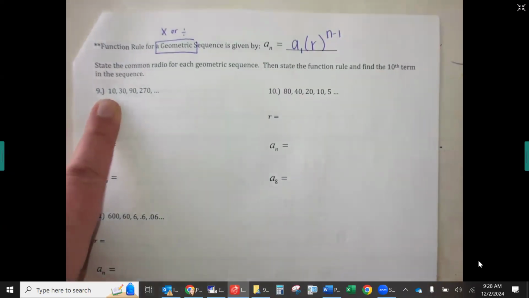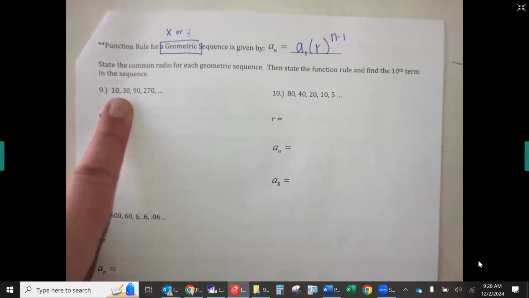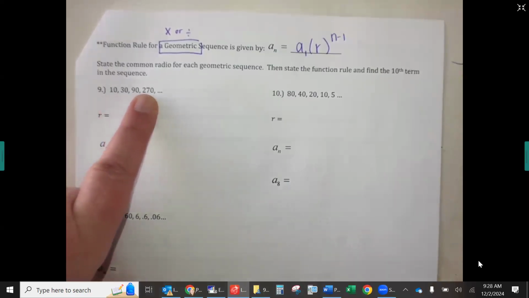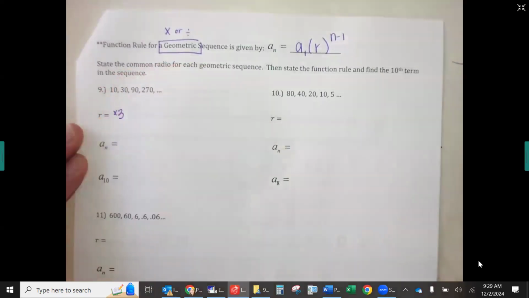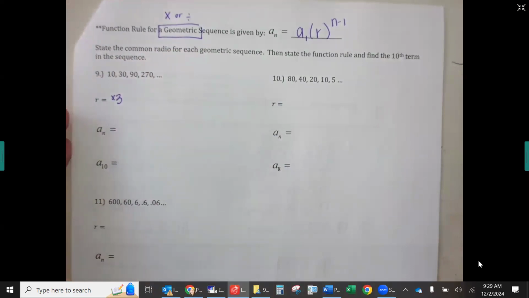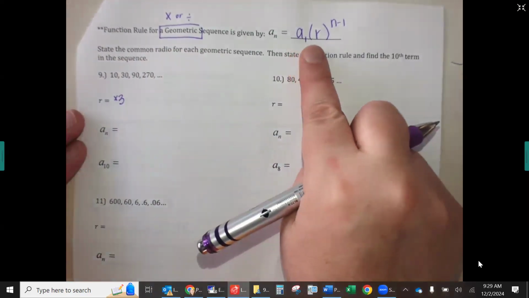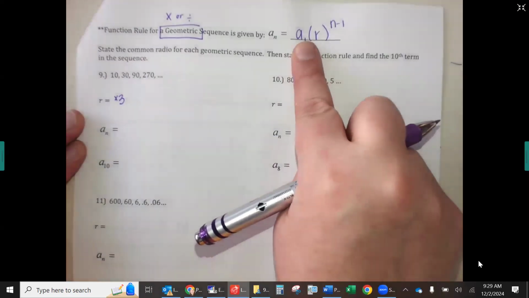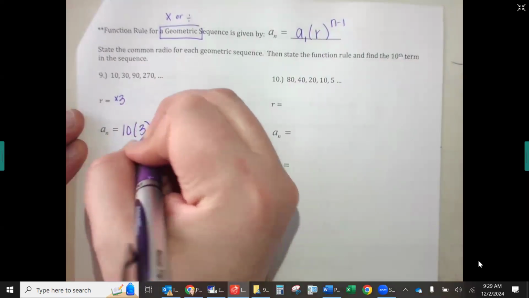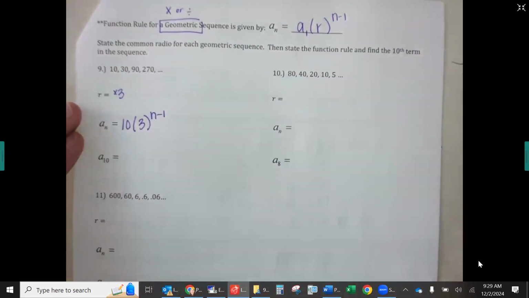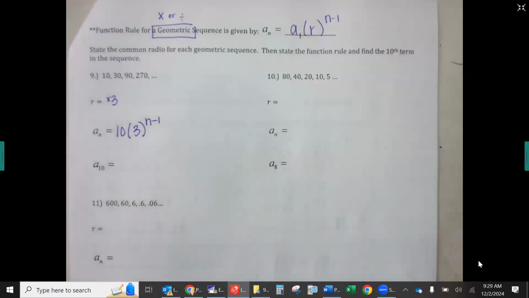So taking a look at number 9, try and find the pattern. It goes from 10 to 30 to 90 to 270. What's the pattern? Times 3 each time. Then my A sub n, I'm following this formula right here, is I want whatever the first term is. What is it in the list? 10. My ratio goes in parentheses to the n minus 1. So it's a little bit of a different formula, but the pieces are all pretty much the same.